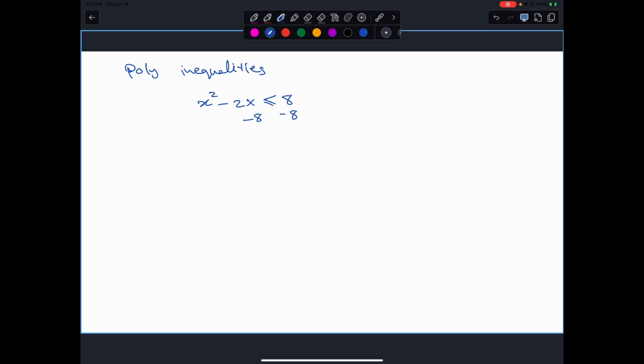Remember, when we subtract numbers, nothing is going to change. Subtraction, addition doesn't change anything. X squared minus 2x minus 8 is less than or equal to 0. So it's going to be in this format. Okay, so that is the first step, to make the right-hand side 0.